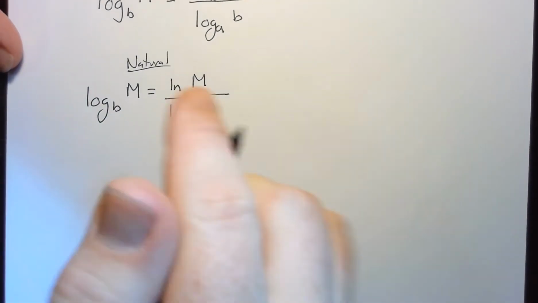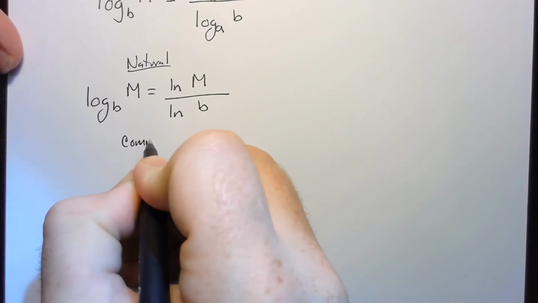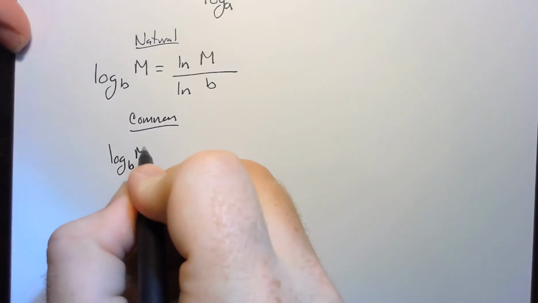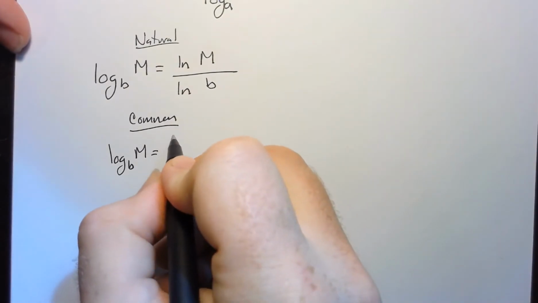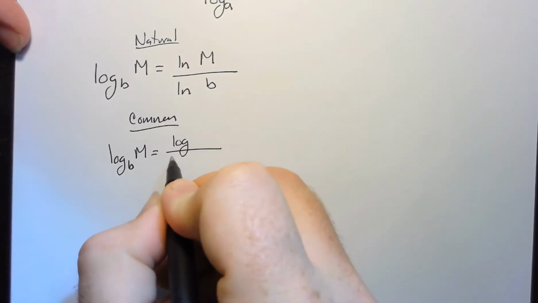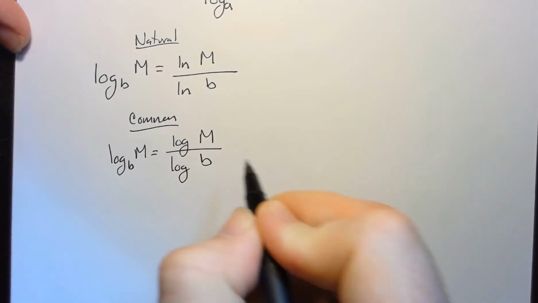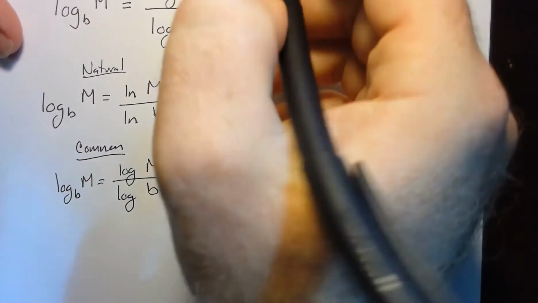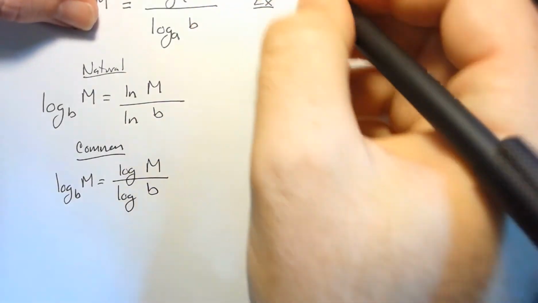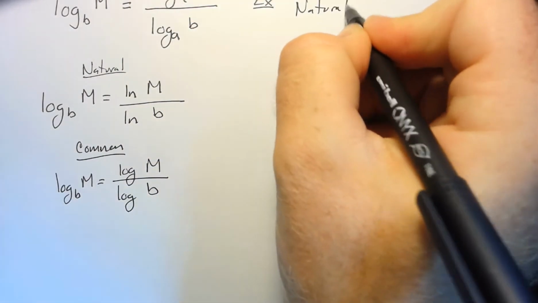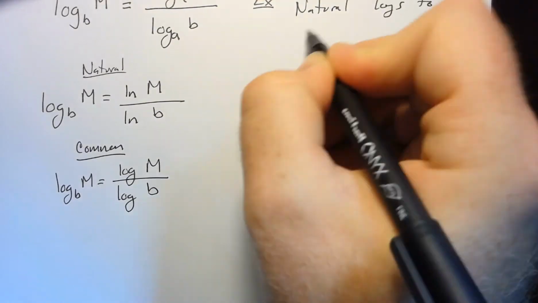And then lastly, if I'm going to go ahead and use the common log, log base b of m is equal to log without a base divided by log without a base, such that the inside on the top is m and the inside on the bottom is b. So now if I'm going to go ahead and do an example with this, we're going to go ahead and use natural logs to evaluate.